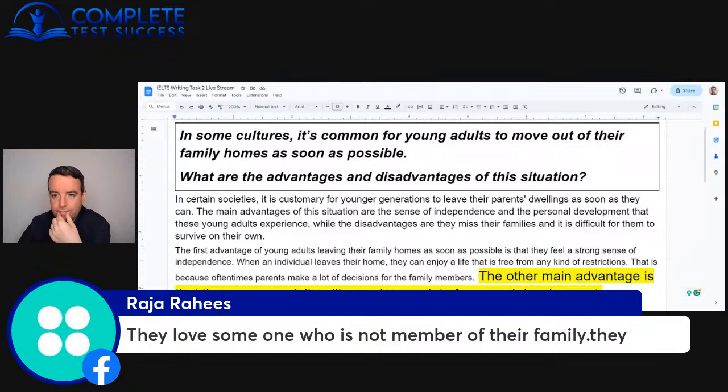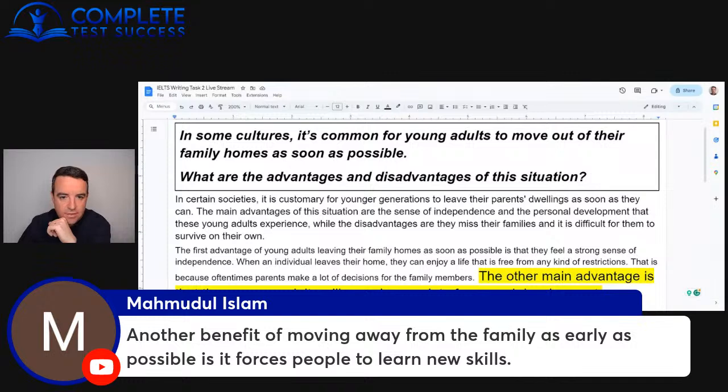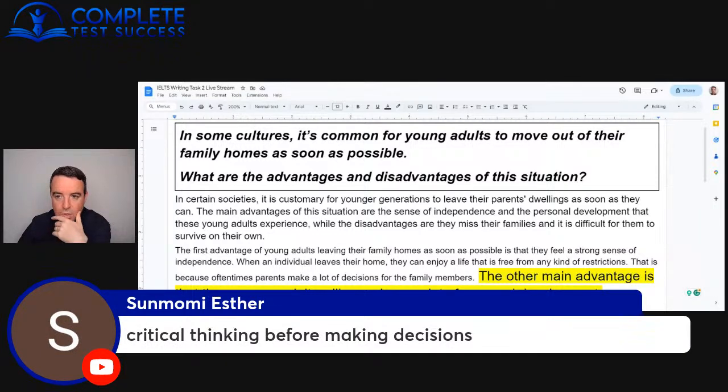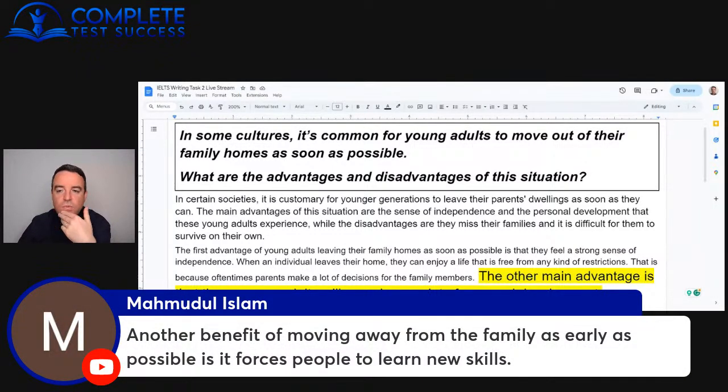Okay. Another benefit is moving away from the family as early as possible. It forces people to learn new skills. Good. Critical thinking before. Oh, well, actually, they learn new skills, but I would prefer if we focused on one skill. So instead of saying they will learn new skills, choose one skill. Tell me specifically what skill will they learn.